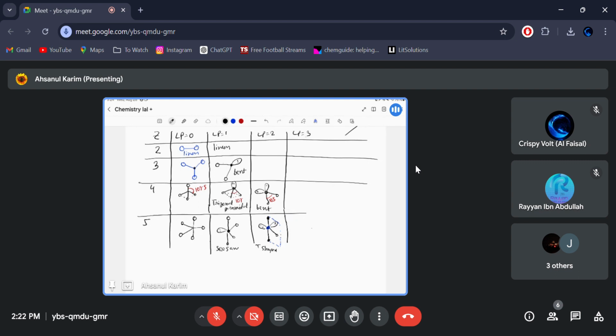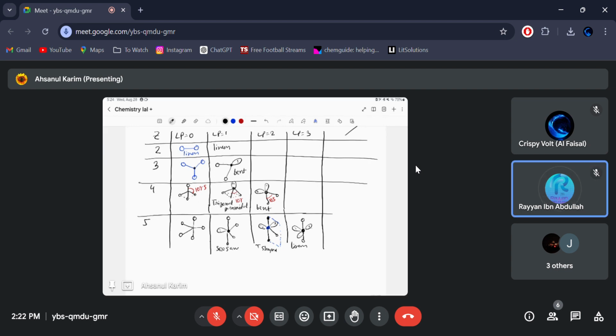If you have three lone pairs, how is it going to look like? It is going to look like linear, something like this. So linear. Any confusion? No. Clear?